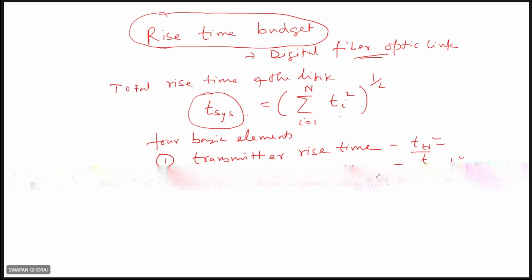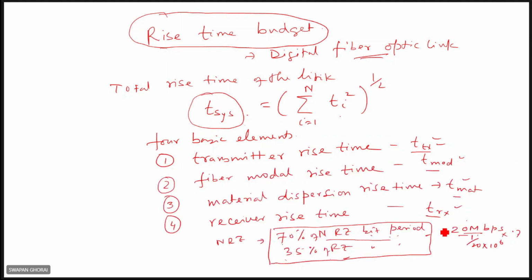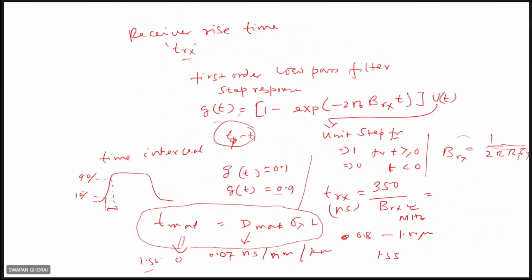Now let us see the different expressions for these contributors. Out of these 4, the transmitter rise time depends upon the LED source, laser source, etc., and it is generally known to the designer. Once you procure the light source from different vendors, they will provide these transmitter rise times. So the transmitter rise time you can have directly.